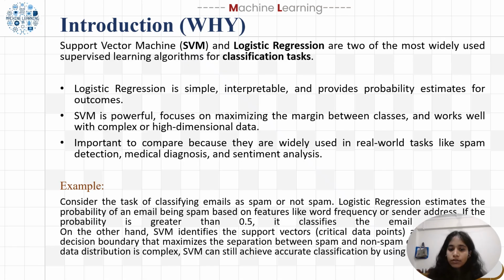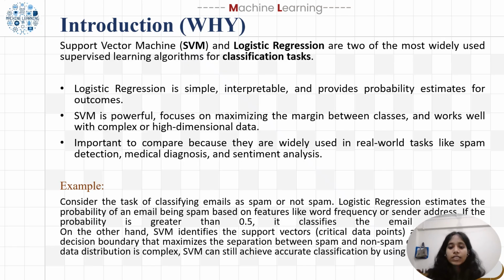Comparing these two algorithms is important because they have wide real-time applications, like spam detection, medical diagnosis, etc. To understand this concept with an example, let's classify whether an email is spam or non-spam. Using logistic regression, if the probability is greater than 0.5, it will classify the email as spam. Otherwise, it will classify it as non-spam.